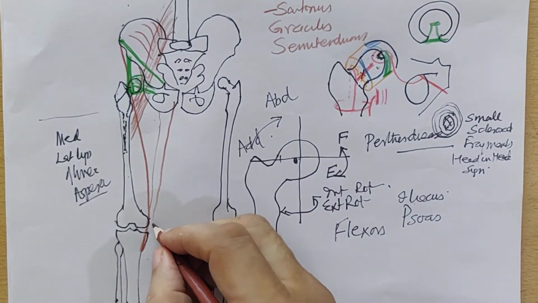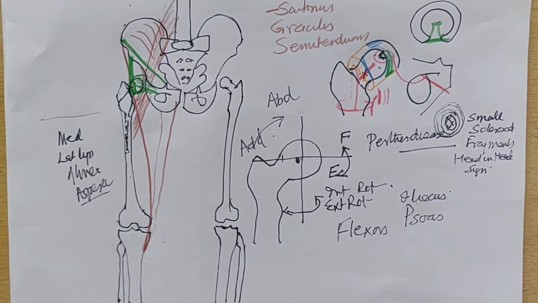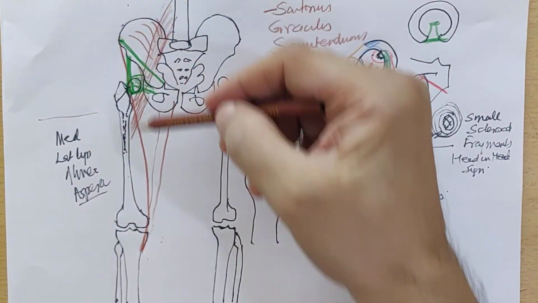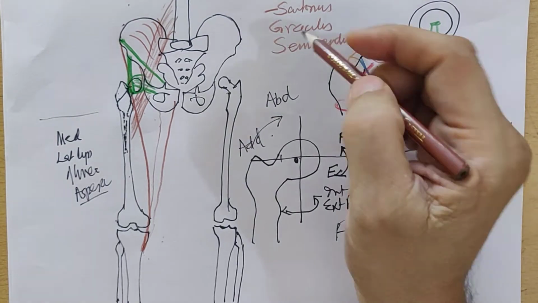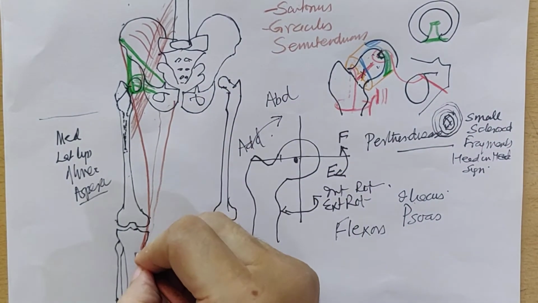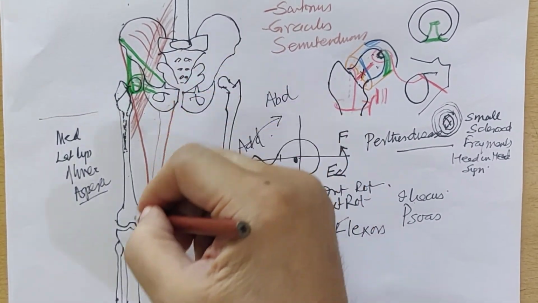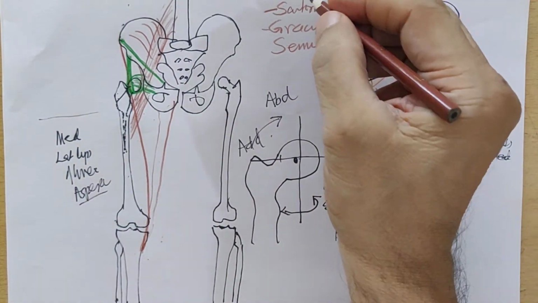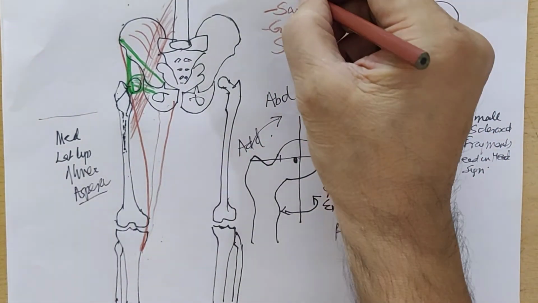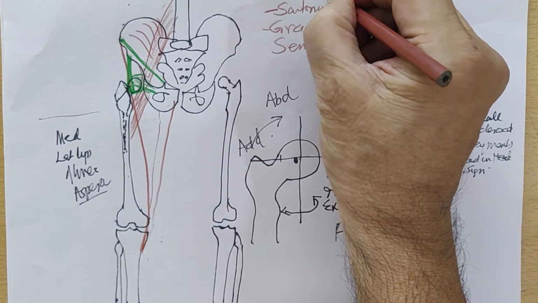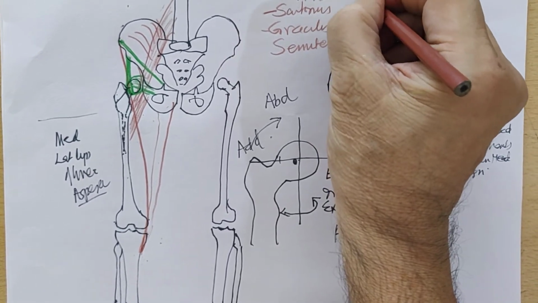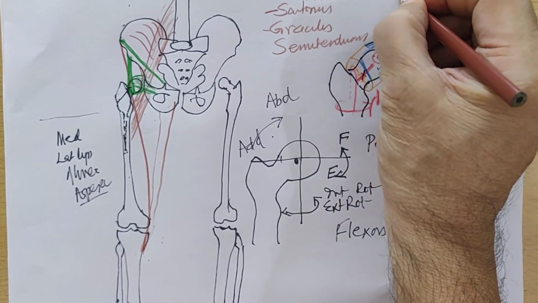So they are attached to the tibia. They are coming from the three compartments. Sartorius is coming from the flexor compartment, gracilis is coming from the adductor compartment, and semitendinosus from the extensor compartment. And all are attached to the same place. So they are also called ambassador muscles.